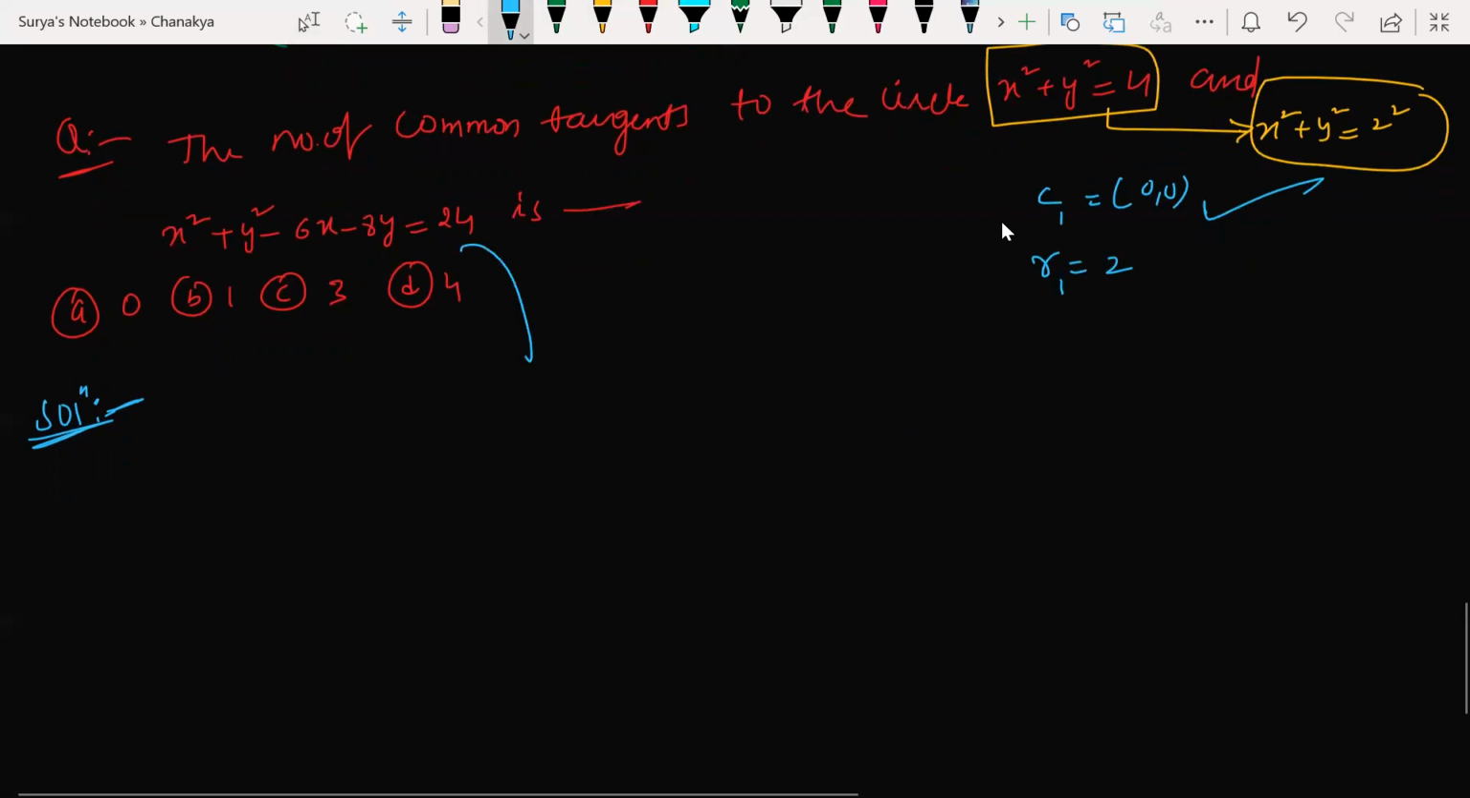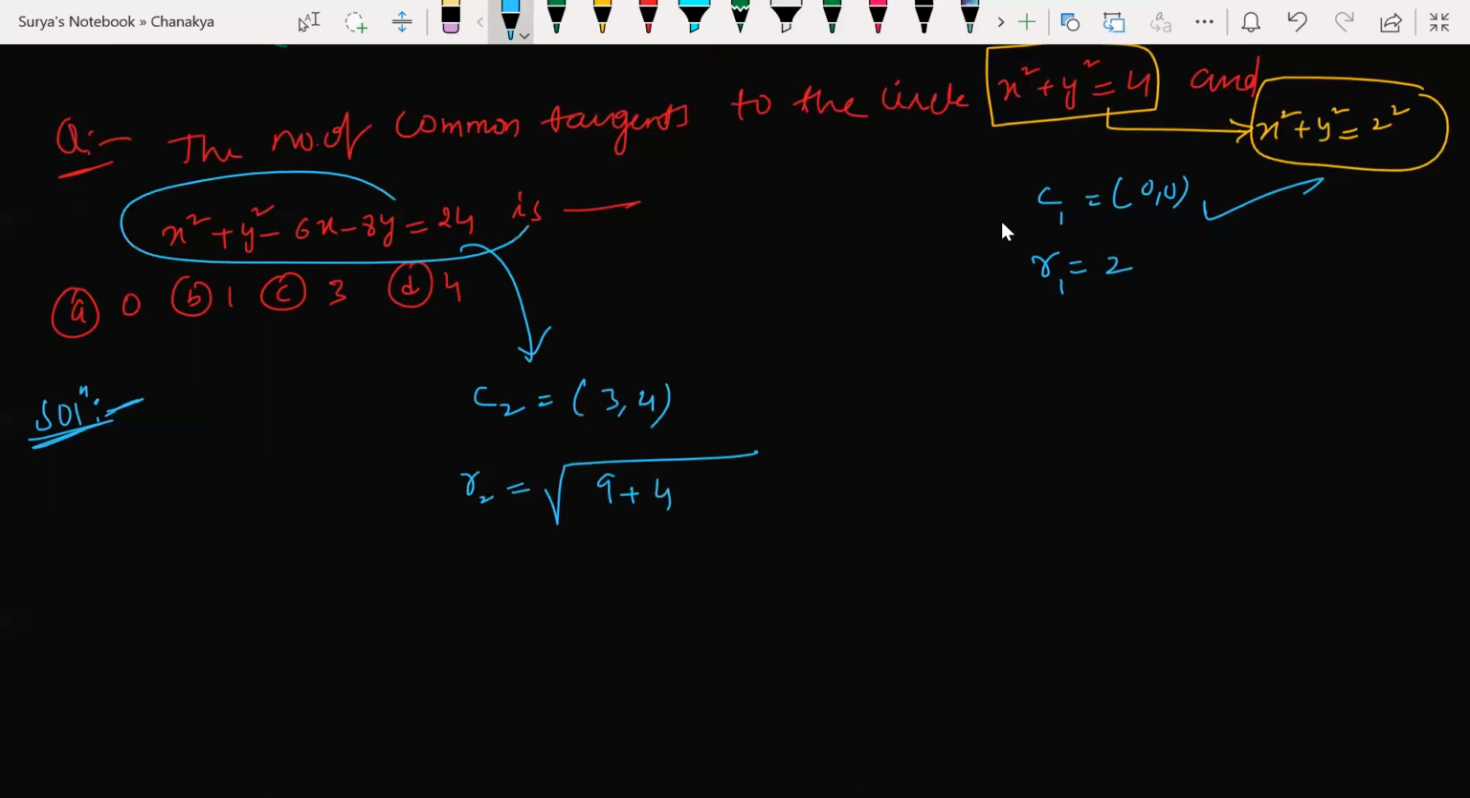Now what is center 2 here? What is the second circle? What is C2? Tell me. 3, 4. What is R2? 9 plus 4. Guys, for this type of circle, our radius formula is different. R square is g square plus f square minus c. What is minus c here? Minus c is nothing but 24. Am I correct?